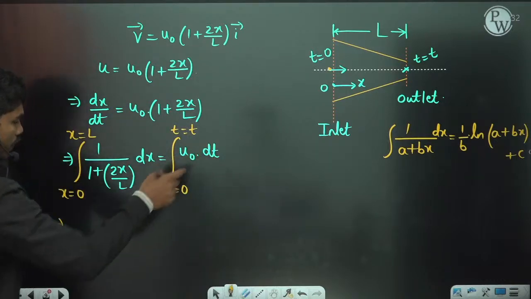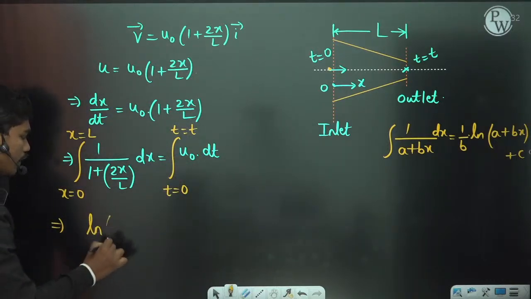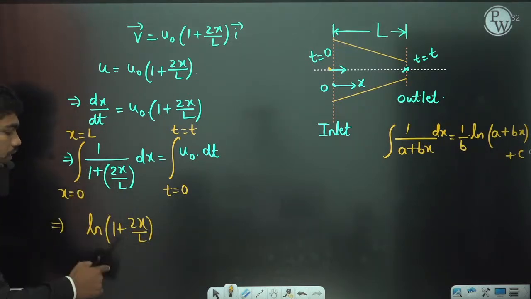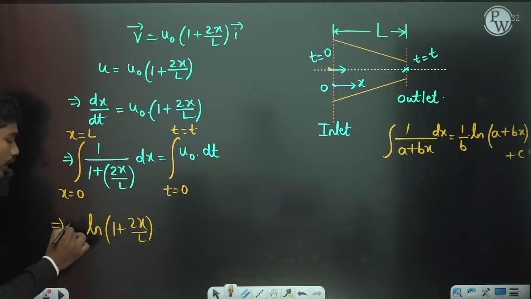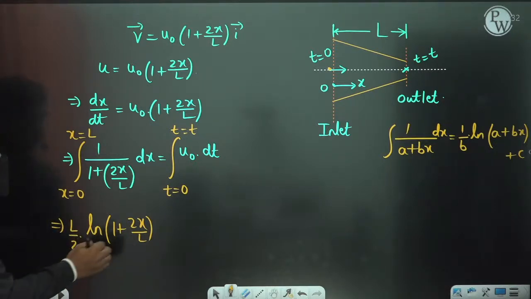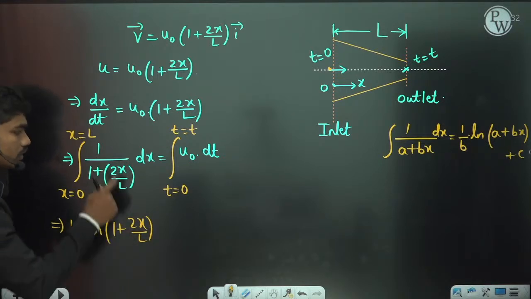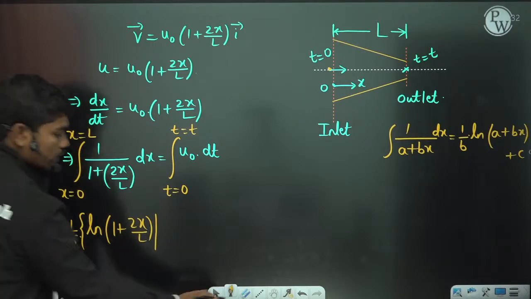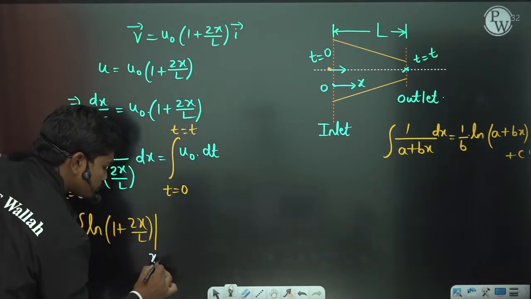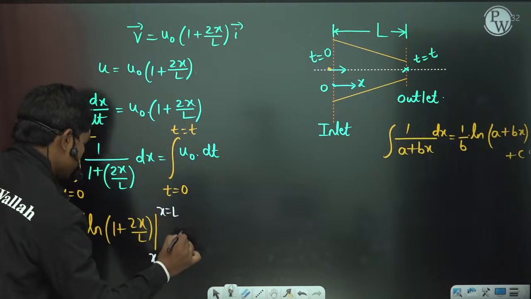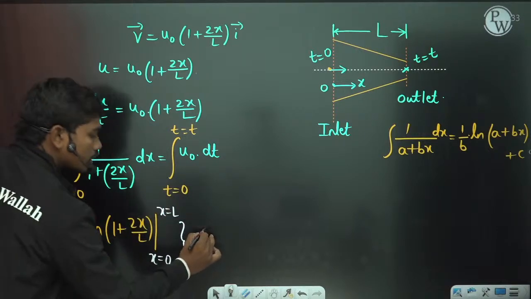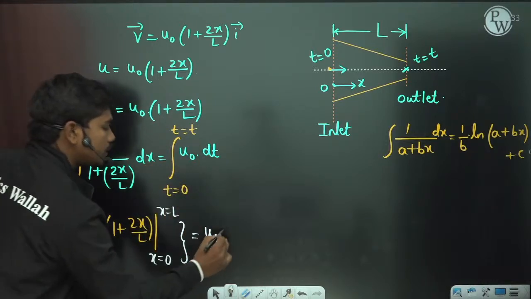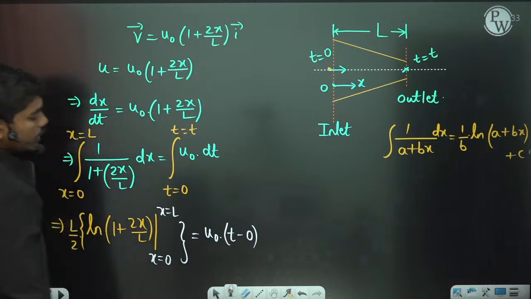So if you apply this, the integration of this is ln(1 plus 2x by L) with a division by 2 by L, correct? If you divide by 2 by L, you will get L by 2 here. Yes or no? Correct? Because if you divide this ln with 2 by L, you will get L by 2 multiplication. So this value within the limits, what are the limits here? x is equal to 0 to x is equal to L. So these are the limits, and U naught is a constant. If you take it out of the integration, the integration of dt is nothing but t. When you substitute the limits, it is t minus 0 directly. Okay, so this is what you have.